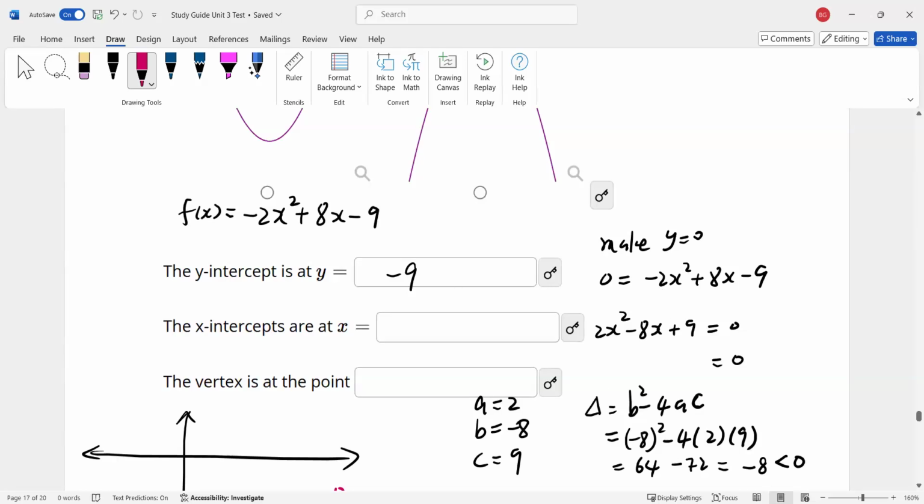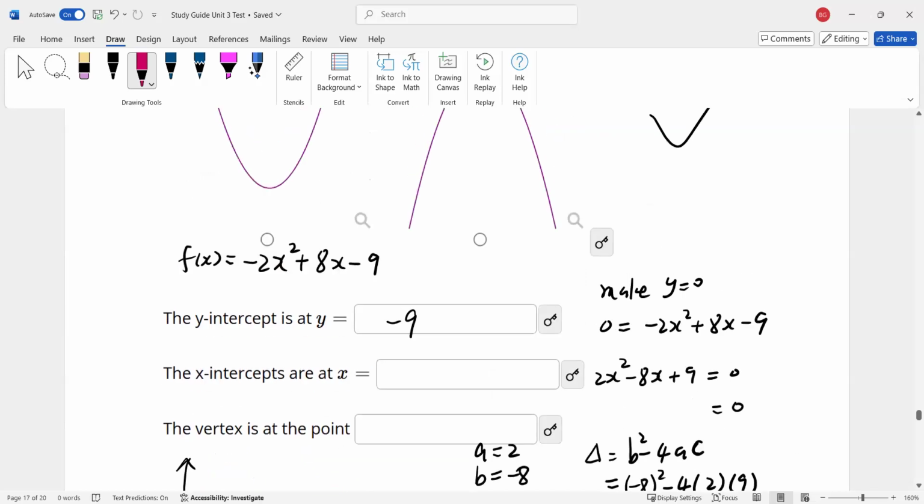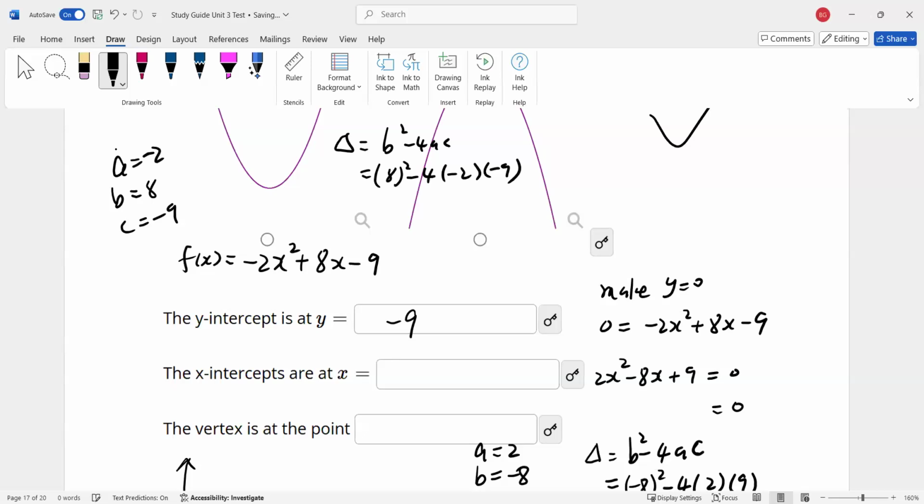When I try to make y be 0 and solve the equation, I don't have real zeros. If I double check, A is -2, B is +8, C is -9. Should give me the same thing. Delta is B squared minus 4AC, 8 squared minus 4AC, 64, negative. Yeah, it's the same thing, less than 0. So there's no x-intercepts. So how do you write it, NA?